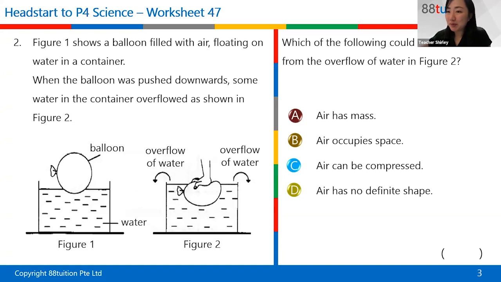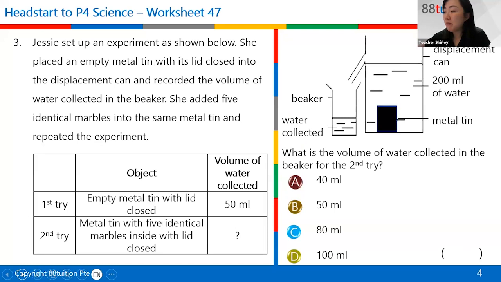You can unmute yourself and speak. B. Very good. Okay, because it occupies space. When it goes down, basically it's trying to use up the space inside, which caused the water to overflow. Well done. Okay, it doesn't really show the air can be compressed here. There are other experiments that show the air can be compressed, but not in this situation.